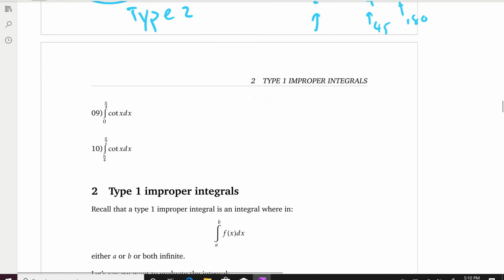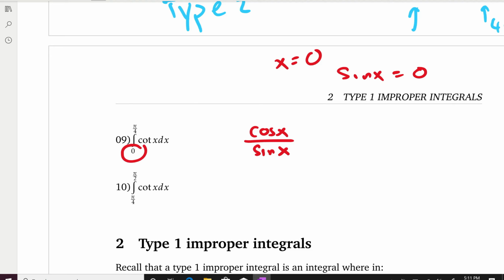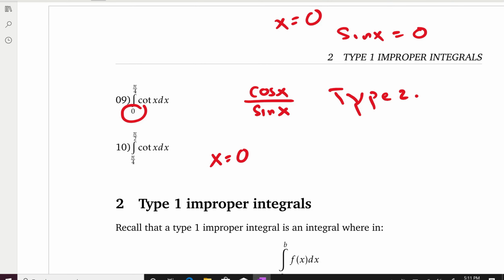All right, so we have 2 left. Cotangent x. Now pause the video and try to do it by yourself. Cotangent is cosine x over sine x. That's the meaning of cotangent. Now the denominator, sine x, is 0 if x is equal to 0. So at x equal to 0, the function cotangent x is discontinuous, undefined. So 0 is a bad point, and it is in fact one of the limits. So it's a type 2 improper integral. Right, the last one. Again, when x is equal to 0, cotangent x is discontinuous. Is 0 between pi over 4 and pi over 2? Well, certainly not. So this is a proper integral, not improper.